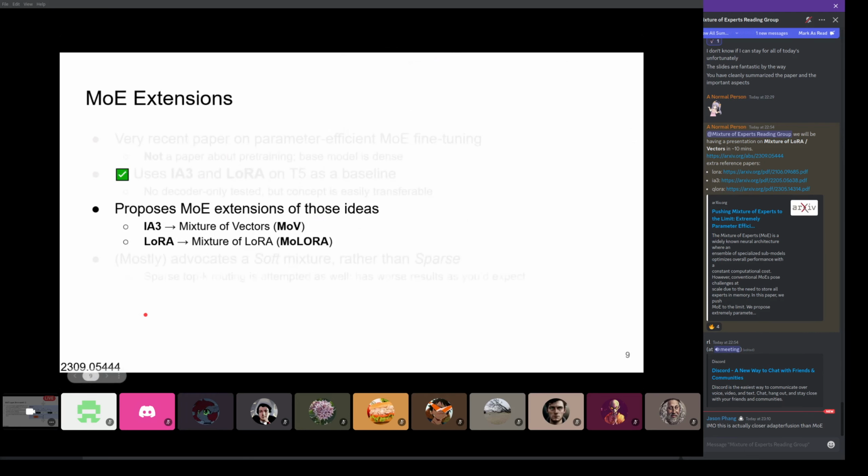So with the idea of IA3, low rank adapters, and mixture of experts covered individually, we are now going to go over how we can merge these ideas into mixture of LoRAs or mixture of IA3, which is also called mixture of vectors.